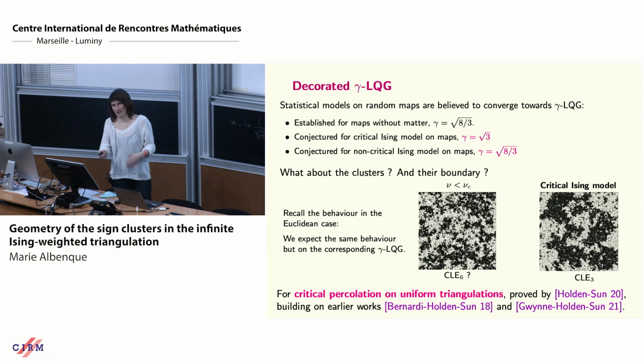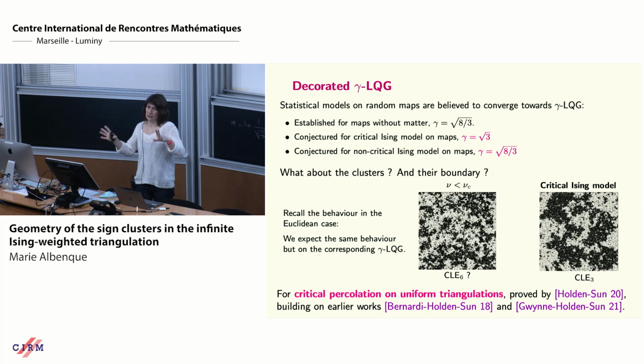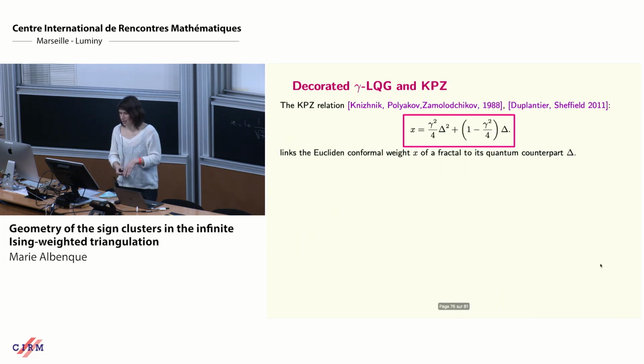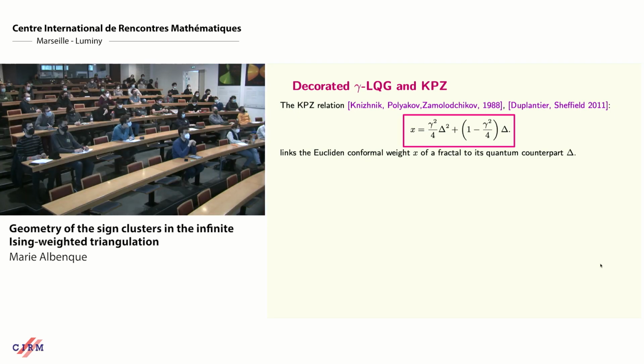For critical percolation, corresponding to nu equal 1, this has been established by Holden and Sun in a very nice result where they were able to really prove convergence in a strong sense of a triangulation with a critical percolation. So they proved the result for critical percolation. What about Ising? We are far away from establishing such a result for the Ising model. Very, very far away.